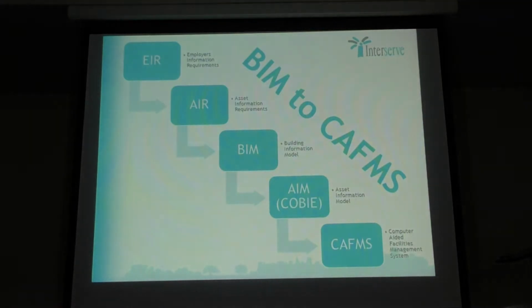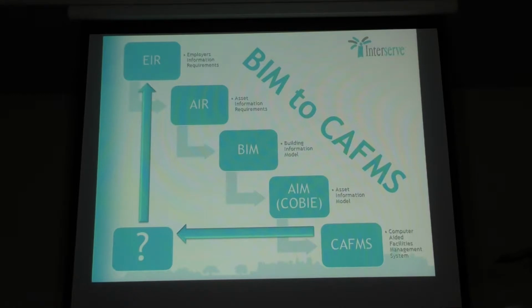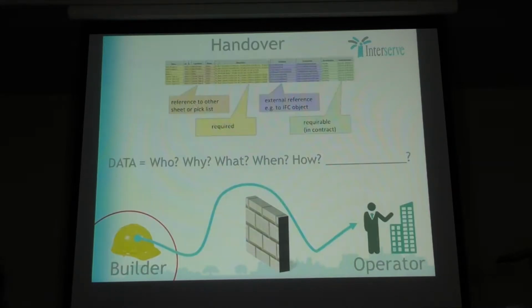And this is generally, when you start talking about BIM, you start looking at these acronyms, don't you? Employer's information requirements, and then the asset information requirements, and then BIM itself, and then leading all the way through to the CAFM system, the computer aided facilities management system. But as far as I'm concerned, I think there's something missing. I'm going to talk a little bit about that at the end of this presentation.